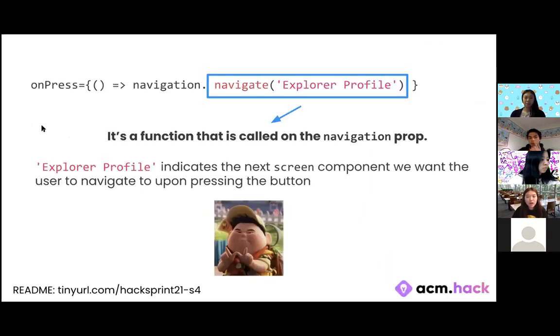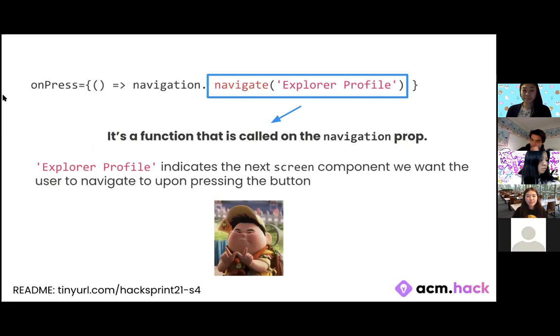Okay, so now I'll summarize that really quickly. Again, we have navigation.navigate, and then in parentheses, ExploreProfile. This is a function that is called on the navigation prop, like mentioned in the previous slide. ExploreProfile indicates the next screen component we want the user to navigate to upon pressing the button.